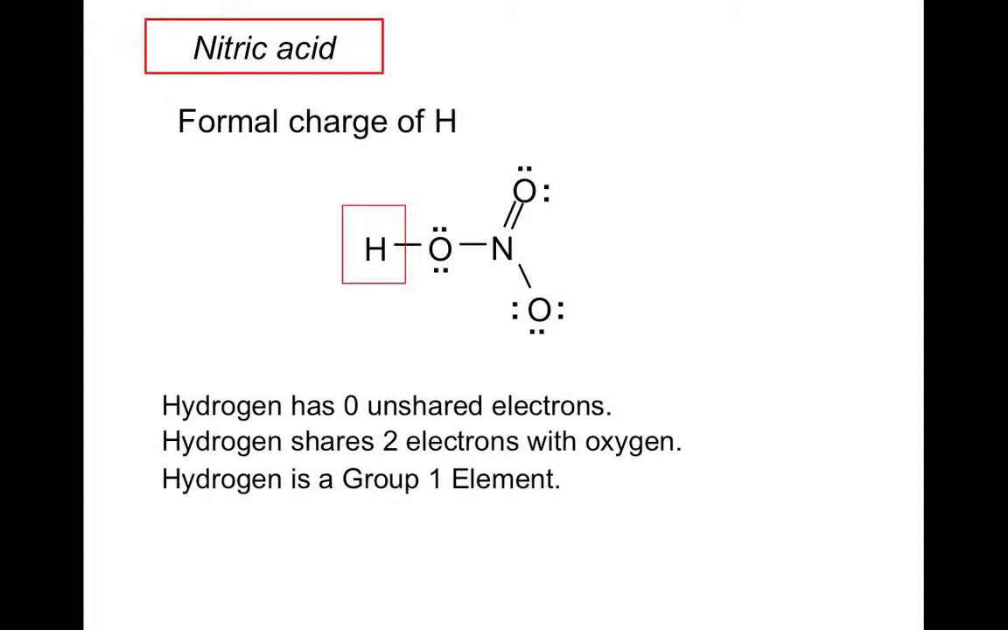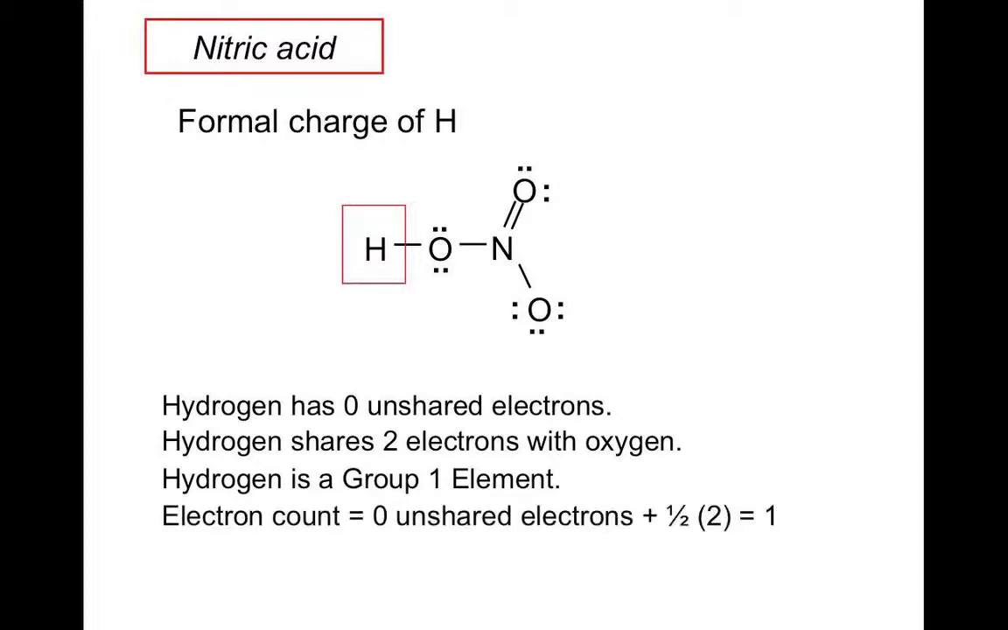So let's conduct the electron count. 0 unshared electrons plus 1/2 the 2 shared electrons equals 1. Thus, the formal charge is the group number, 1, minus the electron count, 1, which equals 0. The formal charge on the hydrogen atom in nitric acid is 0.